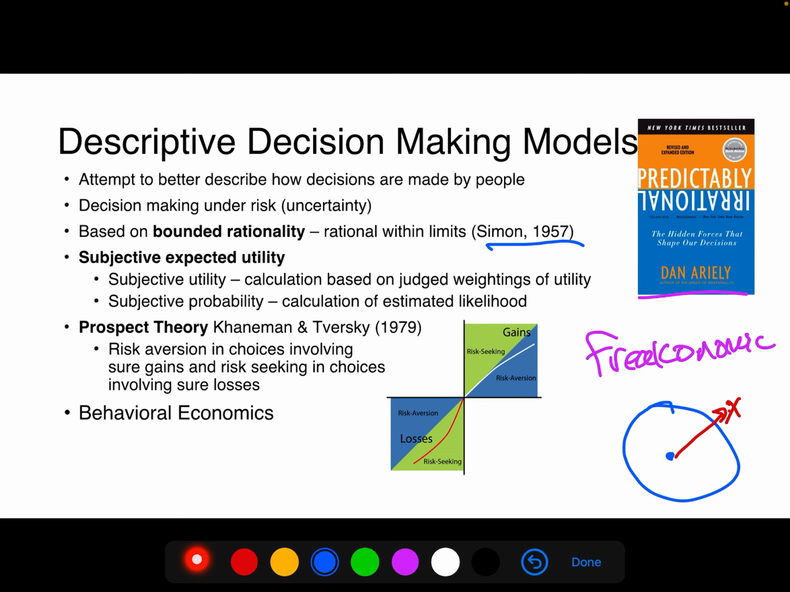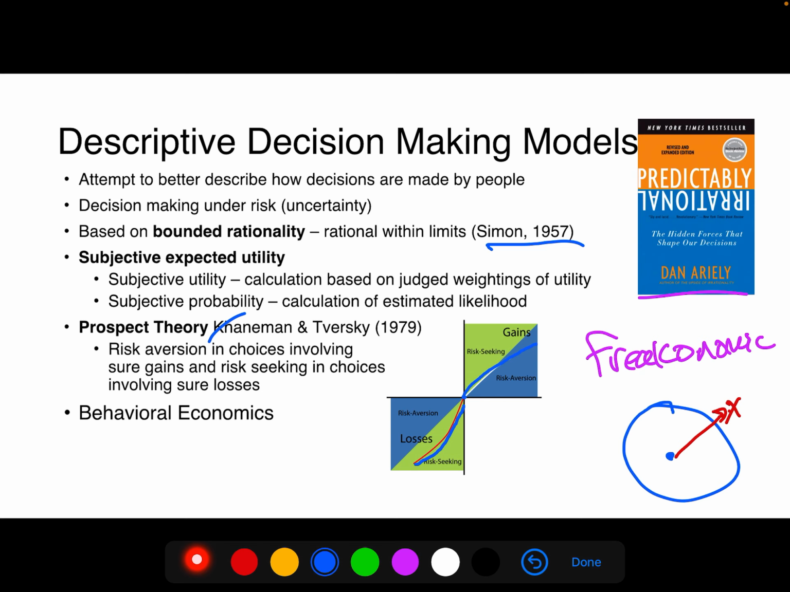Another theory here is prospect theory. This came out of Kahneman and Tversky's work. So risk aversion in choices involving sure gains, and risk seeking in choices involving sure losses. This is how we understand this process where, when losses are sure, we start to bridge into risk-seeking behavior. But when gains are sure, we get more risk averse.